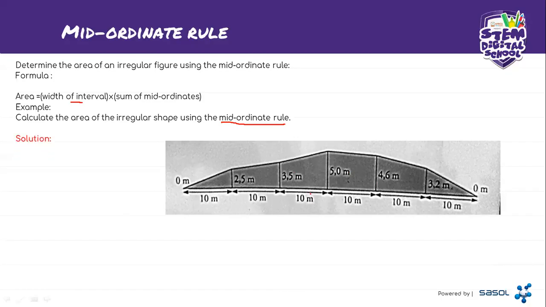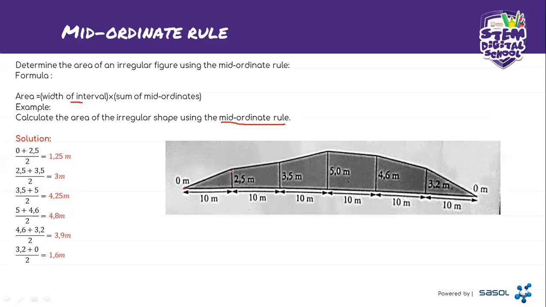Now let's see how we calculate that. First, we are going to be determining the mid-ordinate, the midpoint ordinate. What you have to do is take the first ordinate, which in this case is 0 meter. The second ordinate is 2,5 meter. So you take the first plus the second, then divide by 2. Then we get 1,25 meter. So that is the first.